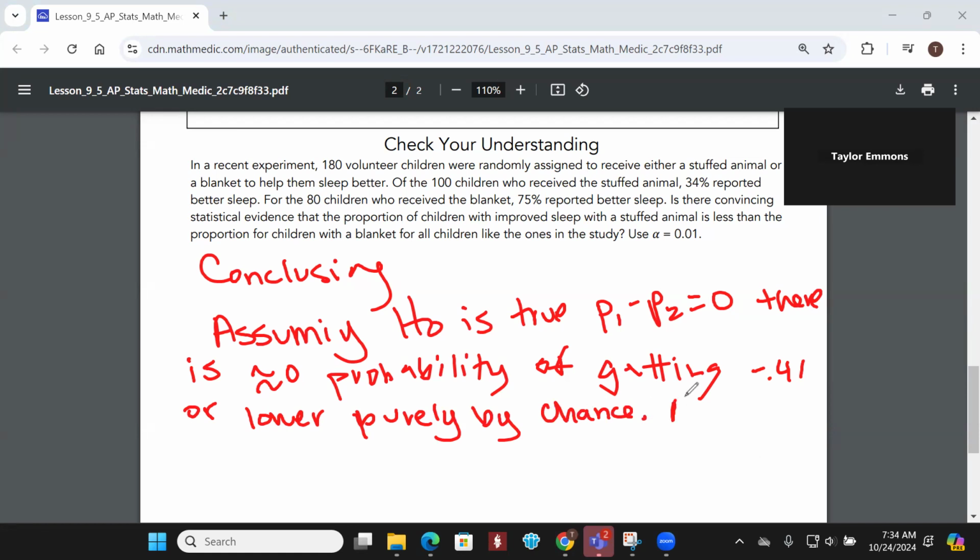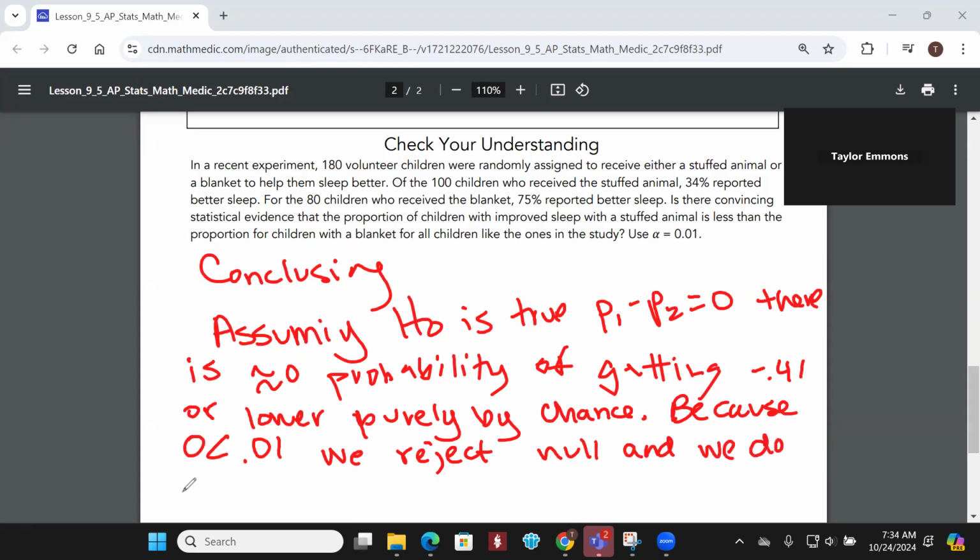Okay, and because 0 is less than 0.01, do we reject or do we fail to reject? We reject. He doesn't make enough money, right? Okay, so we reject the null. And do we have convincing evidence or no? All right, we do have convincing evidence.